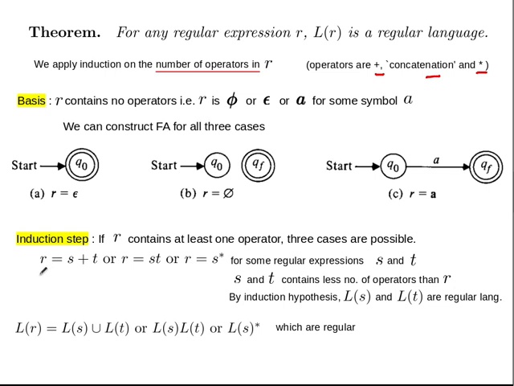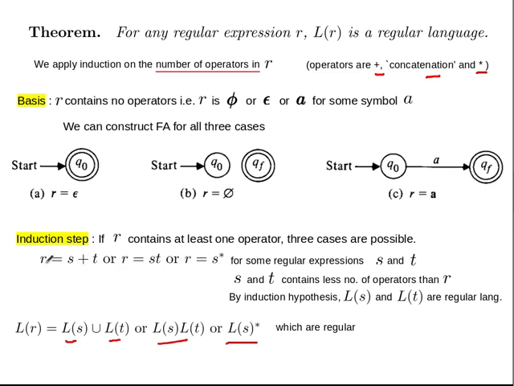And how do you argue that this L of R is regular then? Because we have already proved that if this is regular and this is regular, then this union is regular, this concatenation is regular, and this Kleene star is regular. So this is where we require those closure properties of regular languages, right?